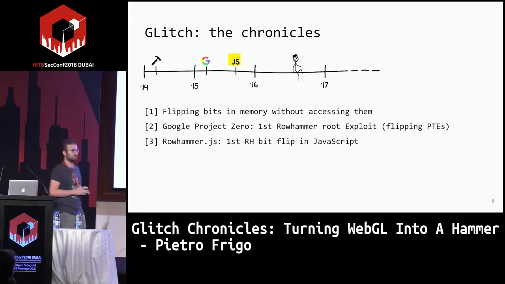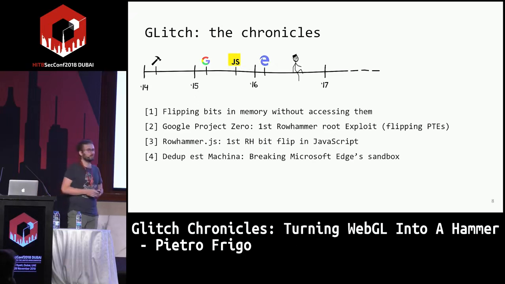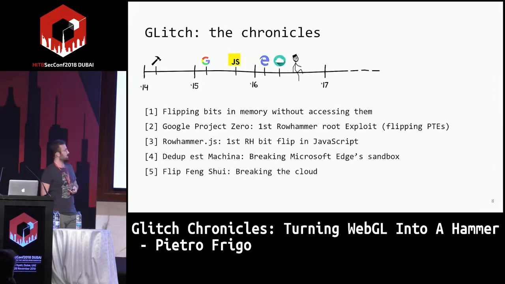Afterwards, some people brought it to the next level, showing it was possible to do it also from JavaScript. So they were showing that it was possible to trigger bit flips from the browser. At the same time, also, Erik Bosman from our group was working on this project called Dedup Est Machina, which was using, again, these bit flips to break out of the Microsoft Edge sandbox. And also, Kaveh, one of the authors of this work, was working at the same time on breaking the cloud, using also these bit flips. So it was just compromising some RSA keys in virtual machines to get control over a different machine just by triggering a bit flip. So I was just making a recap, and I thought, okay, so you have a root exploit, two JavaScript exploits, one on the cloud.